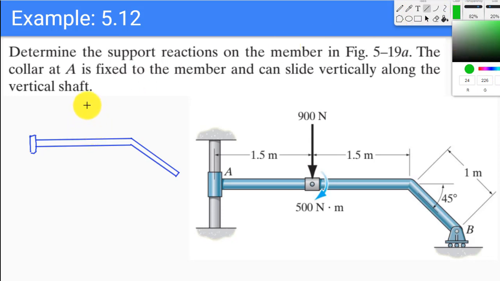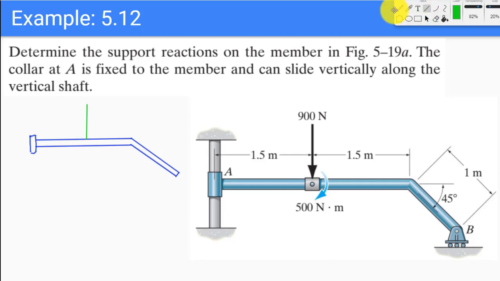So we have a 900 newton force acting here, which is acting downwards, so 900 newtons, and then we have a moment which is 500 newton meter. Okay, so now we are done drawing the active forces and couple moments.